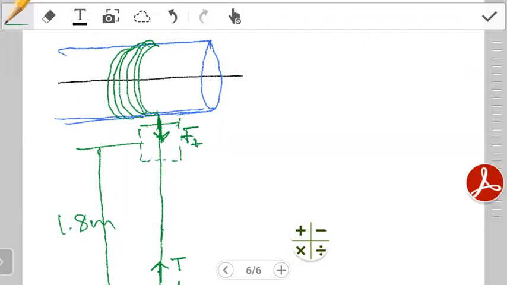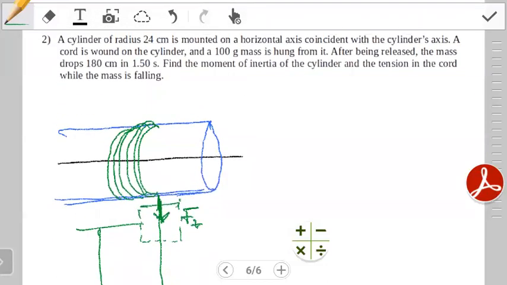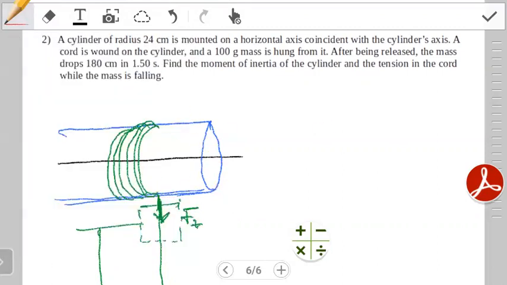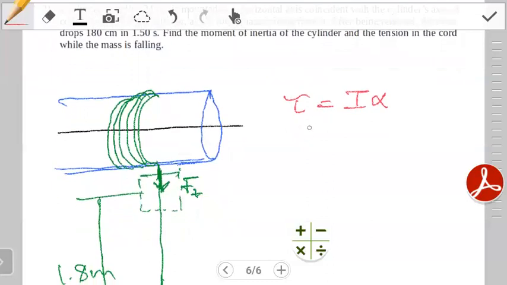Since the first part of the question is asking us to find the moment of inertia of the cylinder, what we have to do is start from the cylinder itself. Just generally, torque is equal to the moment of inertia multiplied by the angular acceleration. And then what you have to remember is, torque is also equal to the force at a tangent times the radius.